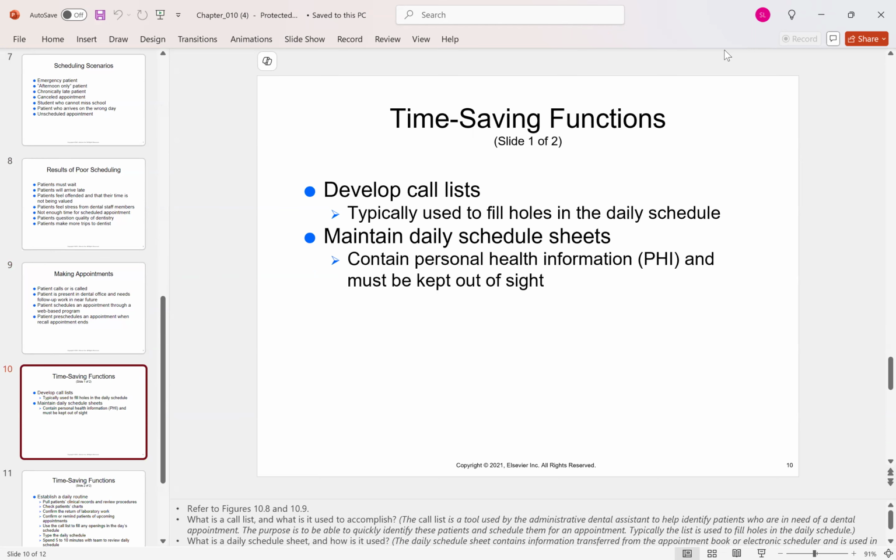Some of our time saving functions are going to include developing call lists. So these are those ASAP patients that I was speaking on earlier that are just able to come in at any time of day and just want to get the treatment done. We will maintain daily schedule sheets. So these will have the patients that are coming in, but we're going to remember to abide by HIPAA and keep all of the personal health information out of sight.